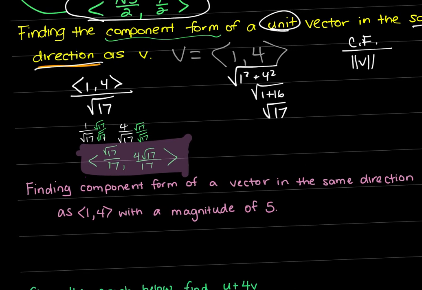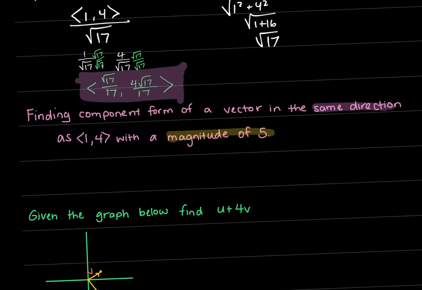Now the directions change here. It says find the component form of a vector in the same direction. So I know I start the same way, but with a magnitude of 5. So now I'm going to do the component form on the top over the magnitude of whatever one is given to me. And then at the end, I multiply it times 5. So I'm going to distribute that 5 into both of those. So I first find the unit vector, and then I multiply it times 5 at the end.